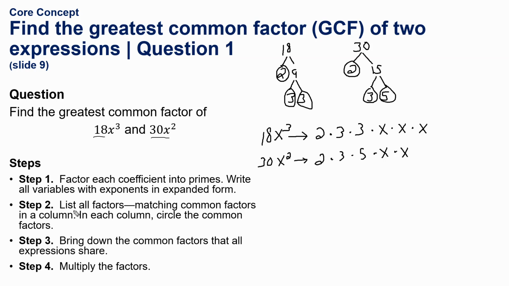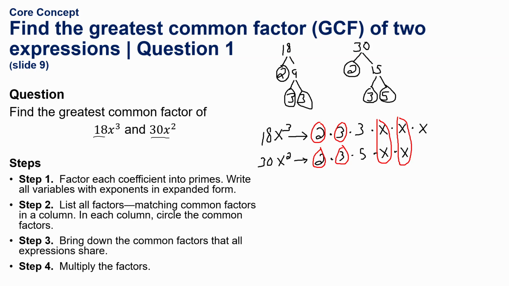Step 2 is to list all the factors, which we just did, matching common factors in a column. In each column, circle the common factors here. So 2 and 2 match up. 3 and 3 match up. 3 and 5 do not. And then we have this x term and this x term that match, while this x term does not.